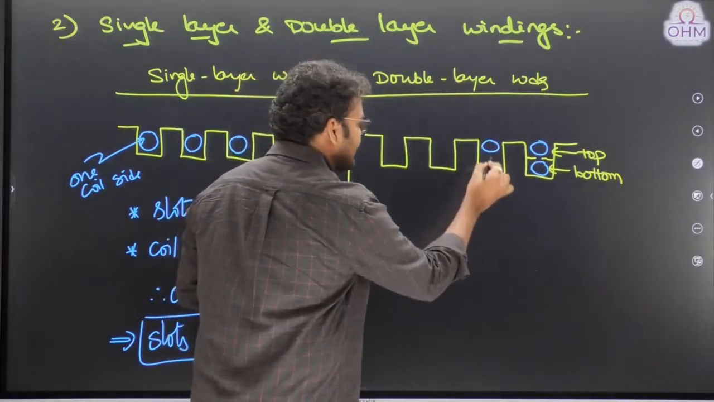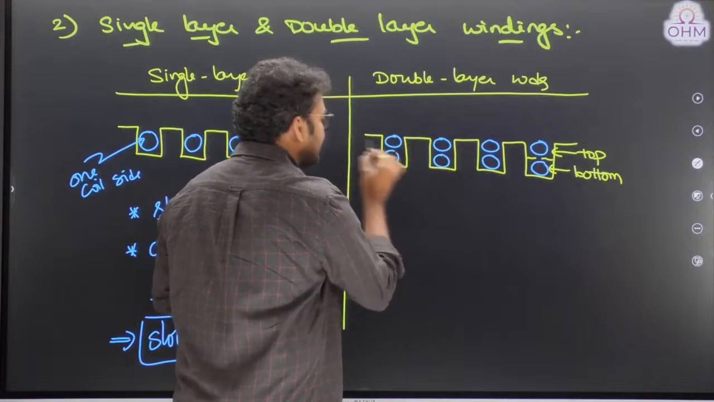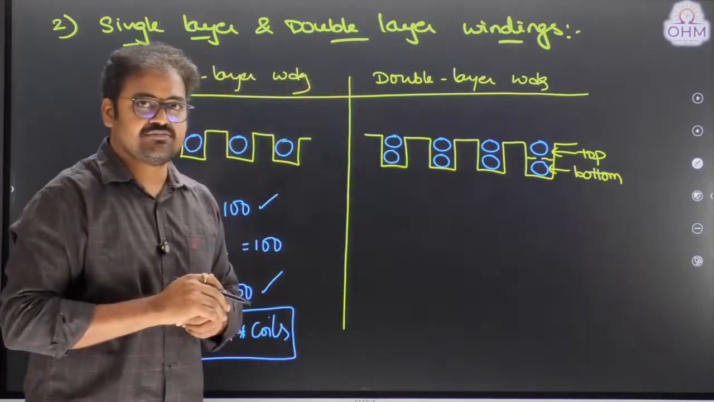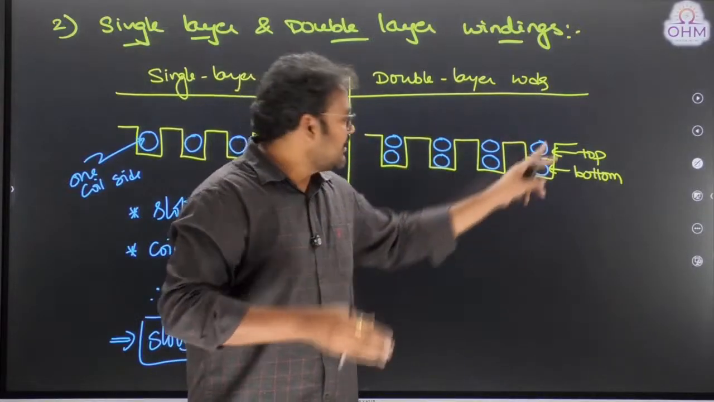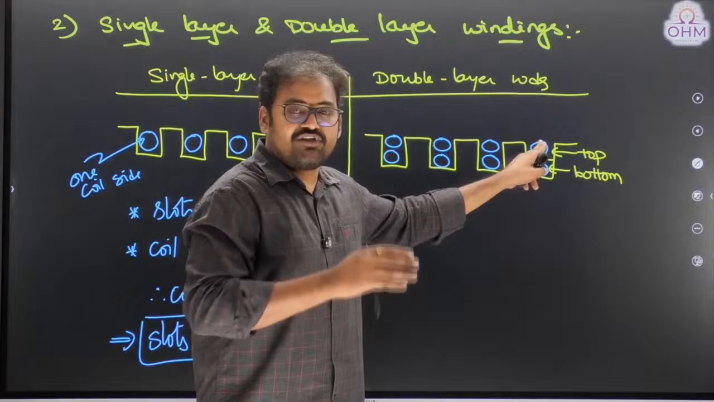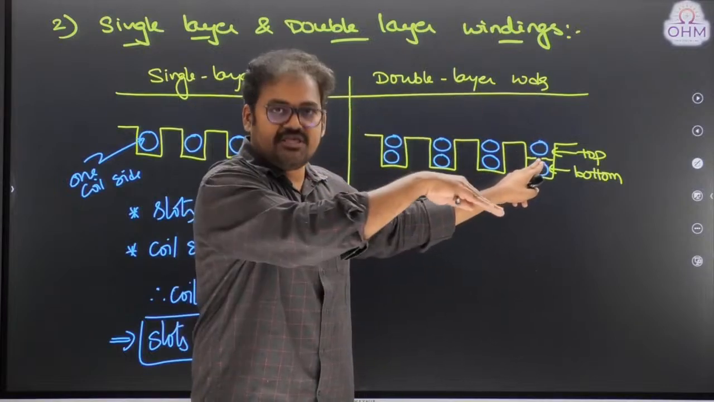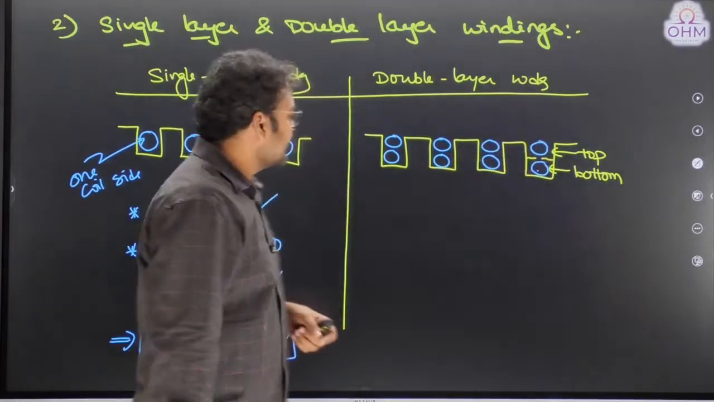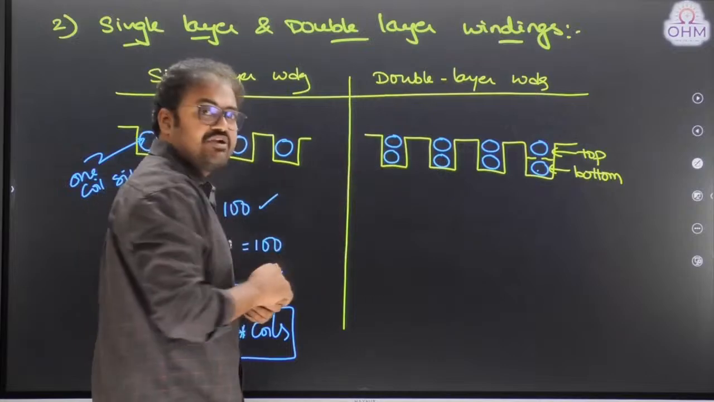Again, one slot, one side on the top layer. That means every slot has how many sides? Two sides. Of course, the two sides don't belong to the same coil. This is one side of, let us say, coil number n. This is another side of the next coil, n plus 1. Like that, every slot has two sides. One is on the top layer, another one is on the bottom layer.